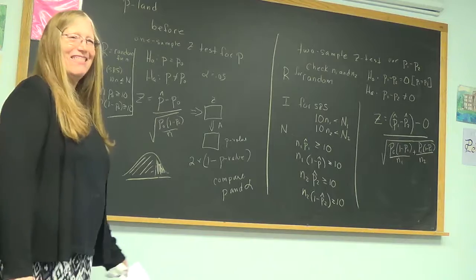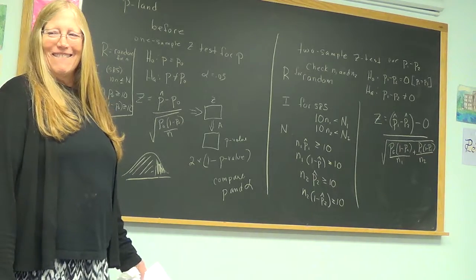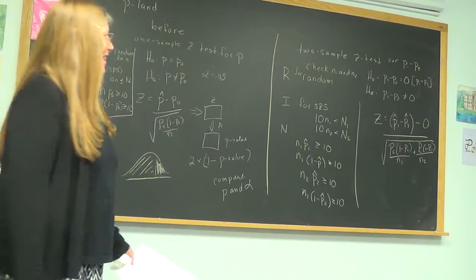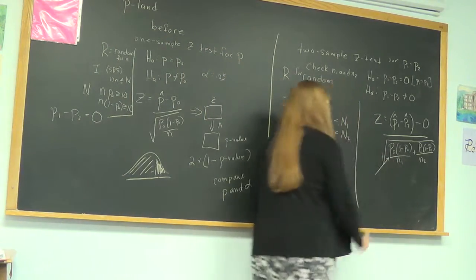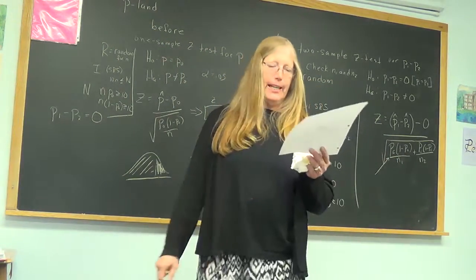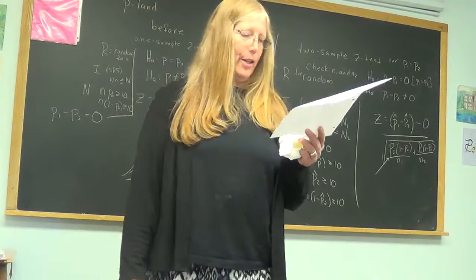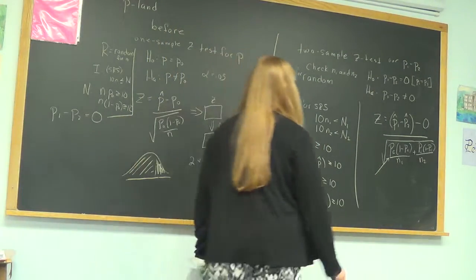Okay, all right. There's something else with the C. Remember, P sub C has a name. It's called the pooled proportion.